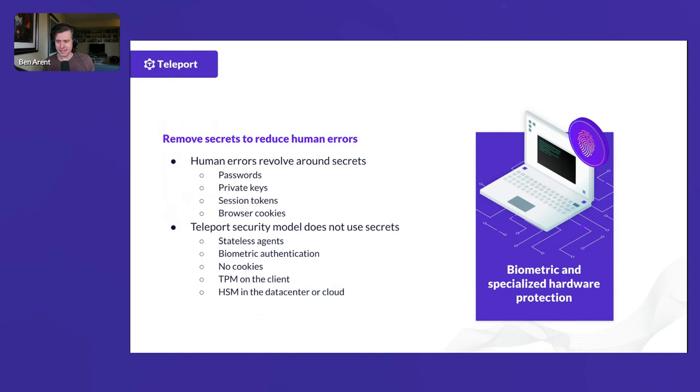One thing that Teleport does is we remove secrets. As we go back to that example of LastPass, human error obviously revolves around secrets. So it's passwords, private keys, session tokens. And one thing that's core to Teleport is the security model does not use secrets. The agent is stateless. You can use biometric authentication. We use short-lived certificates. And as we're going to go further today, we'll look at using HSMs in the data center or TPMs in your client for device trust.